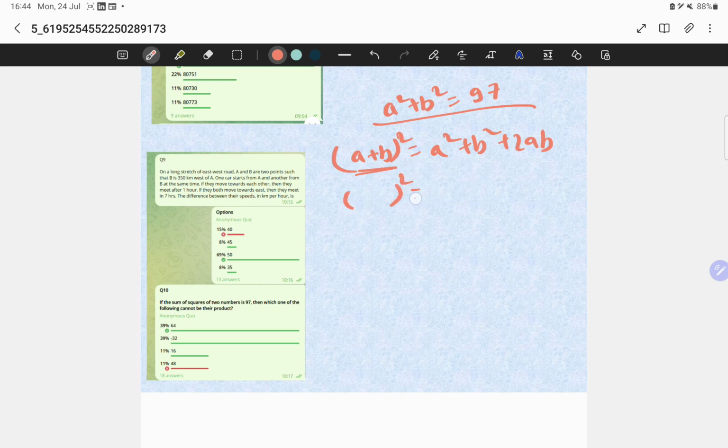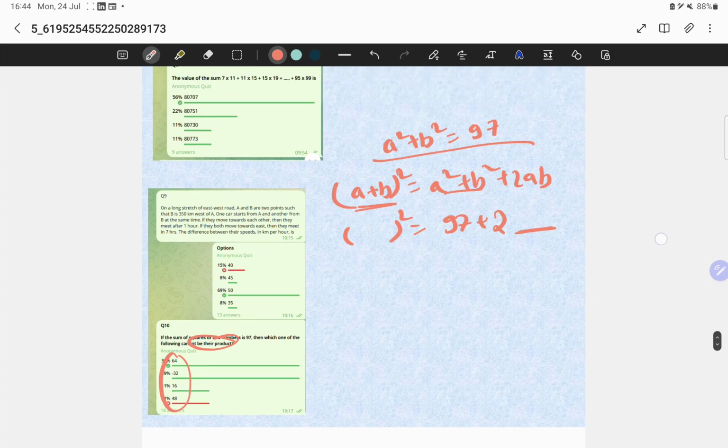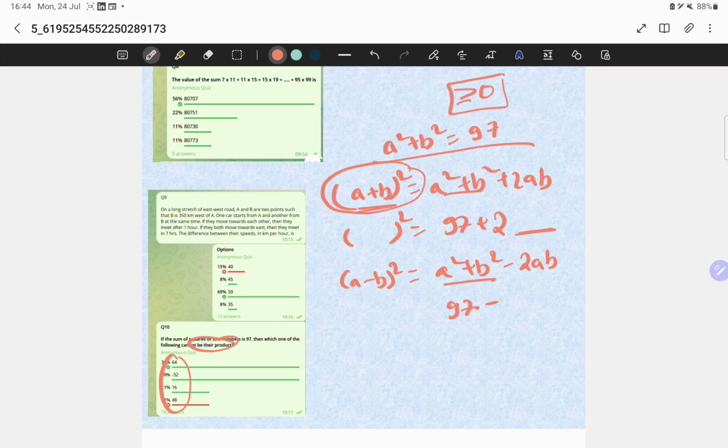This is a perfect square term. And a square plus b square we know is 97, plus 2ab, where ab is the options, because the question is what cannot be their product. So two cases are possible. (a plus b) square is a square plus b square plus 2ab, so all the positive values will satisfy this. The other case is (a minus b) whole square equals a square plus b square minus 2ab. When the term is a square, it will always be greater than or equal to 0. Now a square plus b square we know is 97, minus 2 into the options.